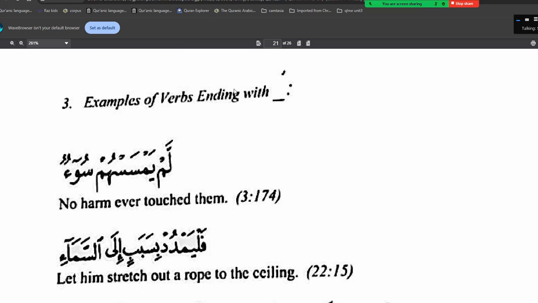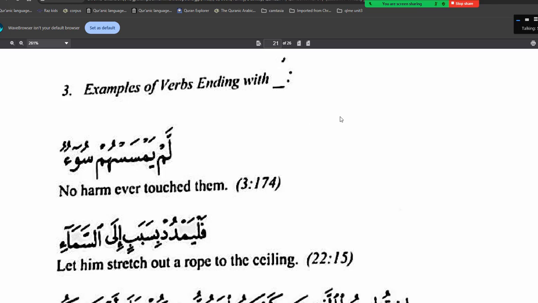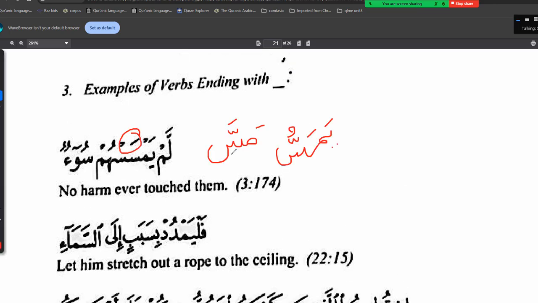Now let's take the examples of verbs ending with a sukoon. Lam yamsashum su'un. No harm ever touched them. This is massa yamassu, right? And no harm ever touched them. Okay, this is from Sami'a Yasma'u. So this was actually Masisa Yamsasu. Why is it Yamsashum? What is making the Mudari Majzoom here? Lam. Lam is huruf jazima, which makes the Mudari Majzoom.